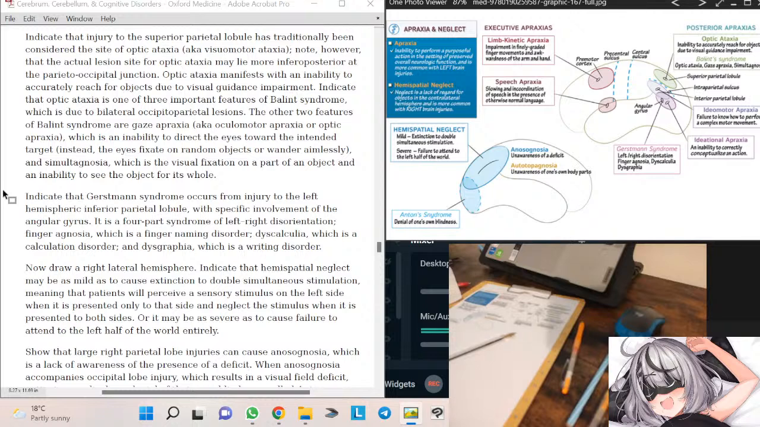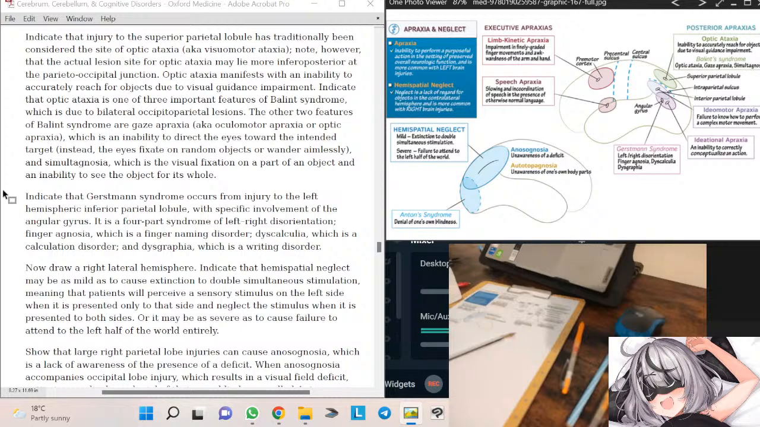Okay, indicate that Gerstmann syndrome occurs from injury to the left hemispheric inferior parietal lobule, with specific involvement of the angular gyrus. It is a four-part syndrome of left-right disorientation, finger agnosia, which is a finger naming disorder, dyscalculia, which is a calculation disorder, and dysgraphia, which is a writing disorder.